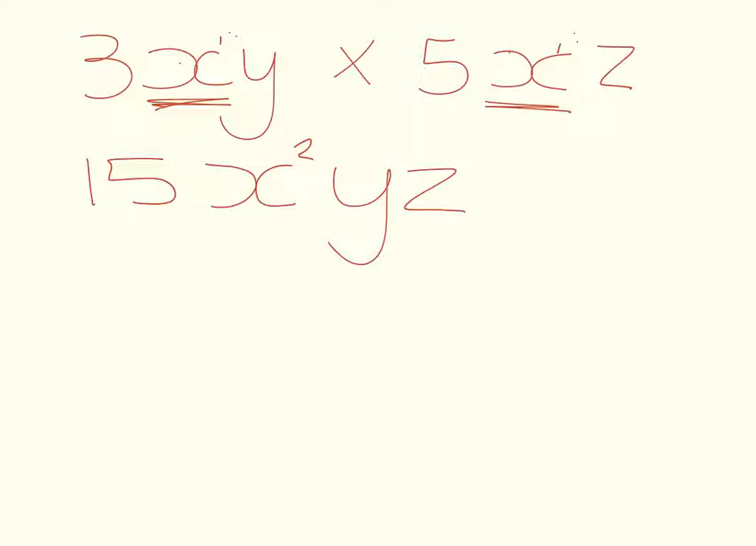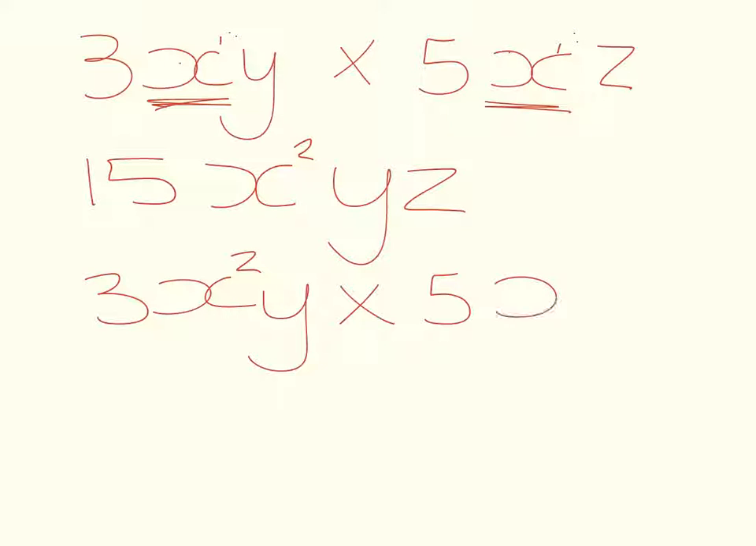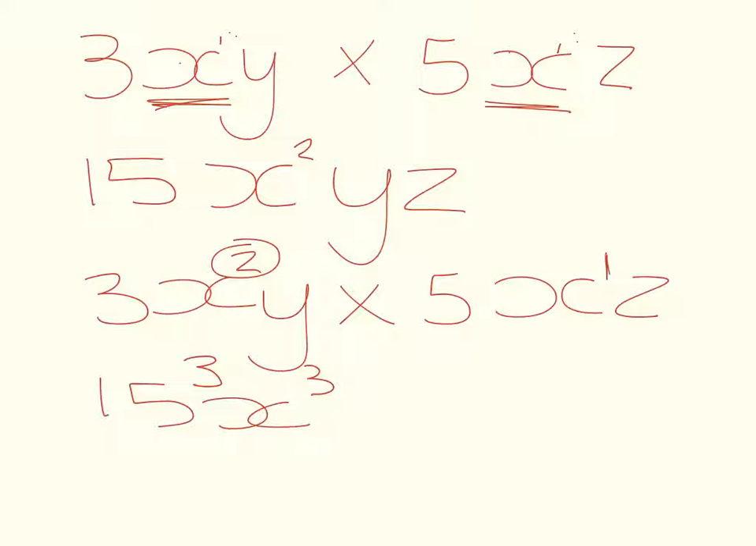If we had another question, let's just do the same thing. So if we said 3x to the power of 2y times by 5xz, all you do is you would say 3 times 5 is 15, and then you would go the little 2 plus the invisible 1 here would give you 3. So you would go x to the power of 3, y, z, and continue onwards.